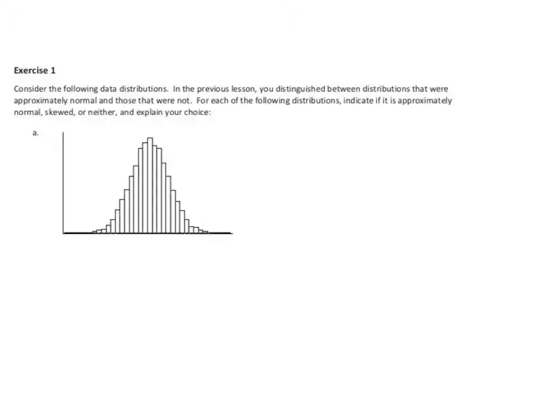In the previous lesson, you distinguished between distributions that were approximately normal and those that were not. For each of the following distributions, indicate if it is approximately normal, skewed, or neither, and explain your choice. Okay, I'm going to get a little bit of a thicker pen, just because I can draw the curve over the graph a little bit better.